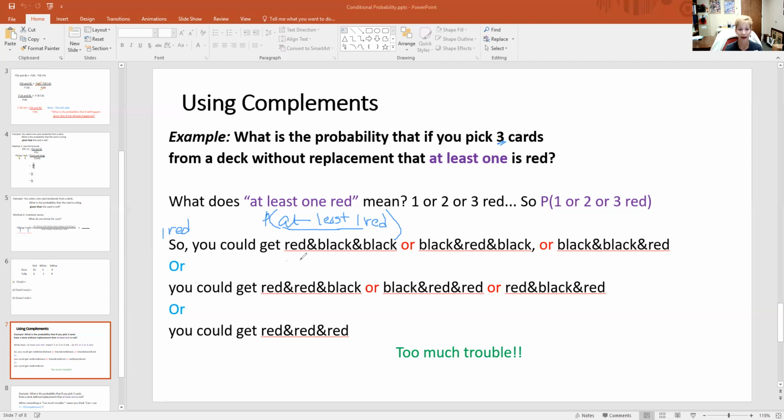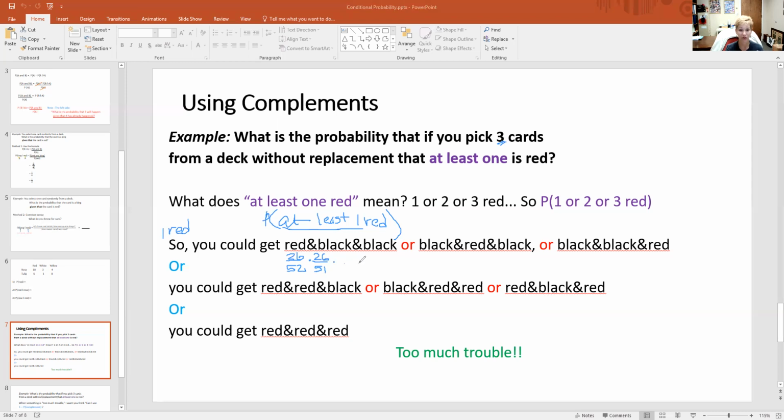So what would that be? I'd have 52 cards, right? How many of those are red? 26. Now remember, I'm not putting it back, so now I've only got 51 cards. Now, how many of those are black? Well, 26 are black, because the one I had was a red card.